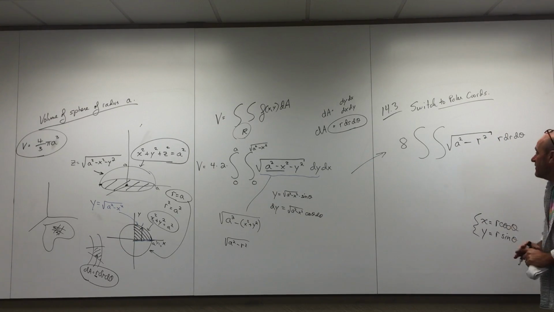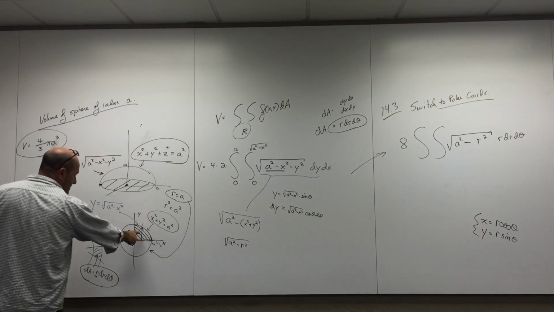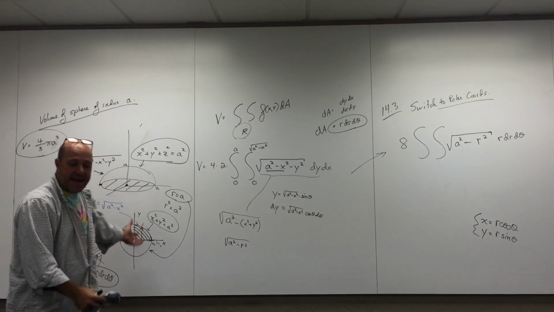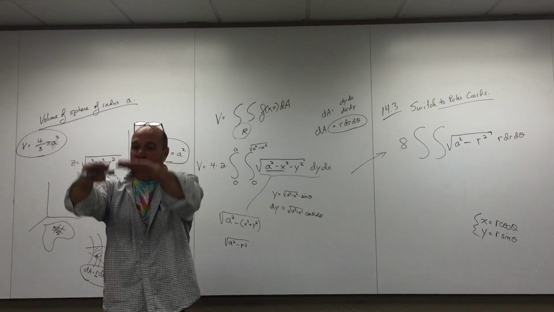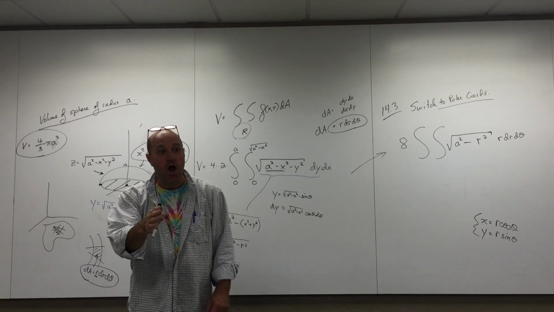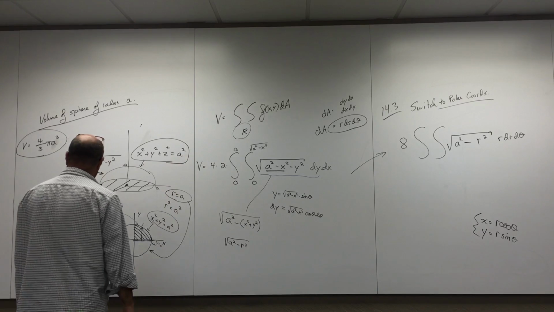Now check this out. Remember, we're still integrating this region, right? This is the region we're integrating, this quarter of a circle. But now I'm not working vertically. I don't let y move and I don't let x move. I let r move. Now, how does r move? Again, I kind of lost my great picture.